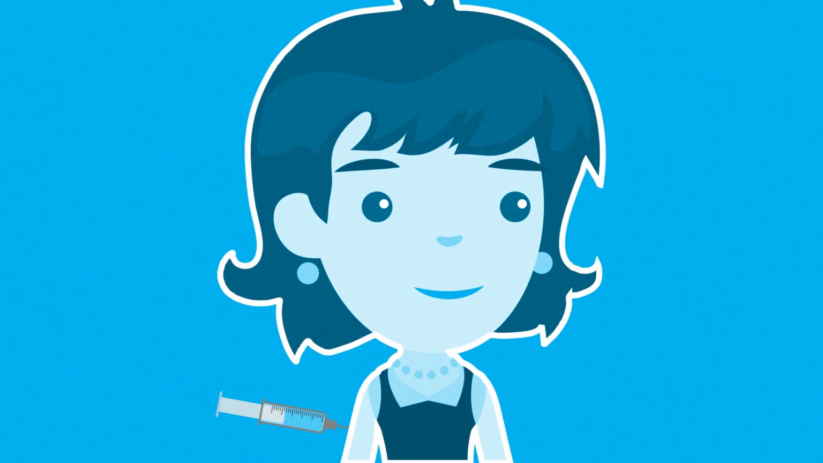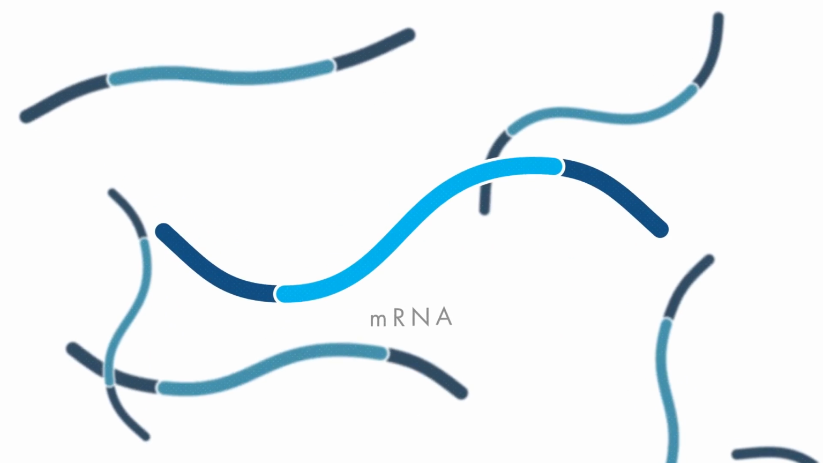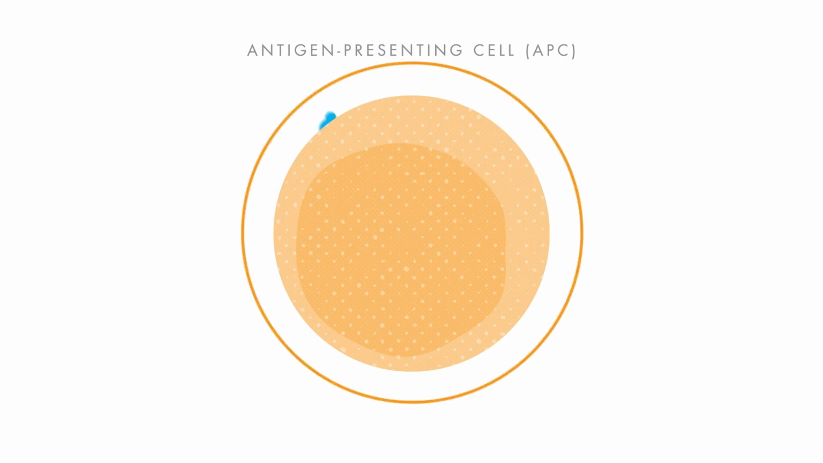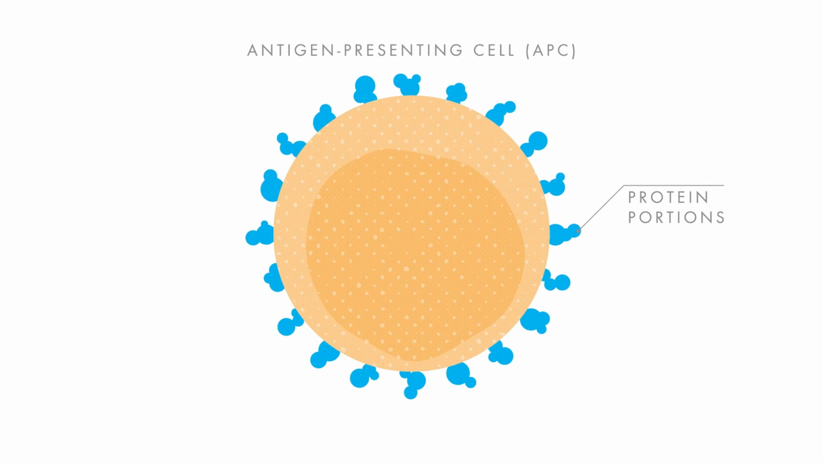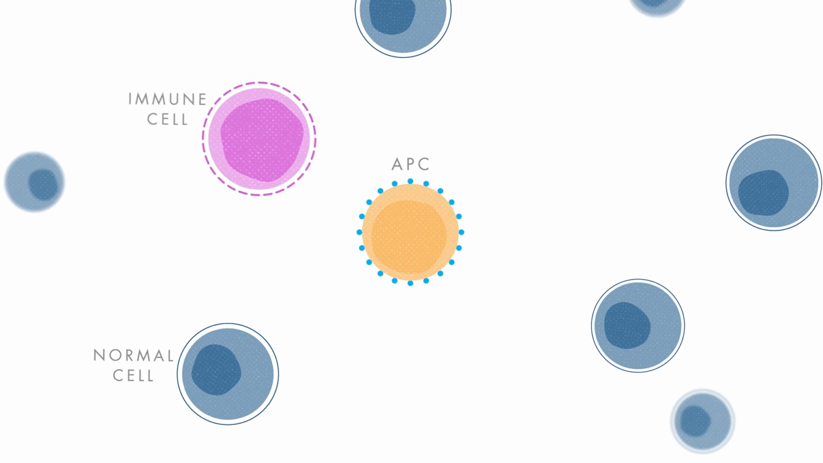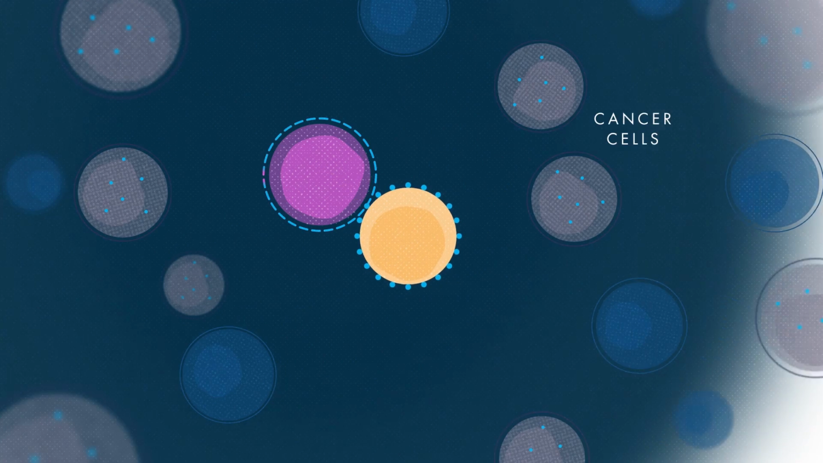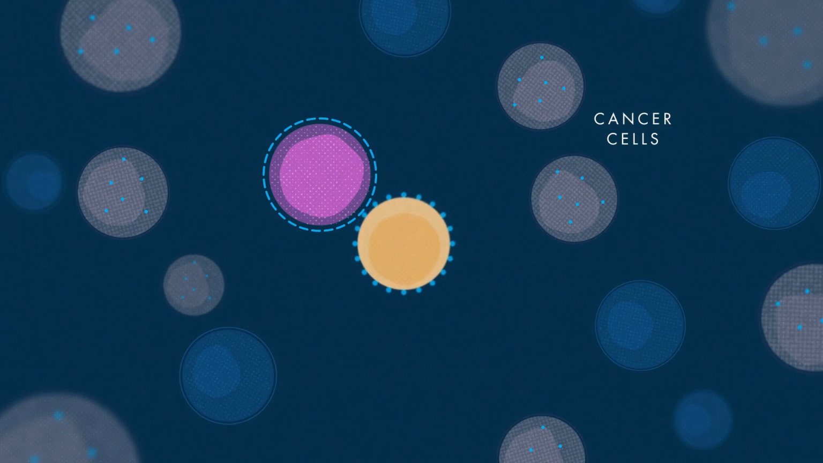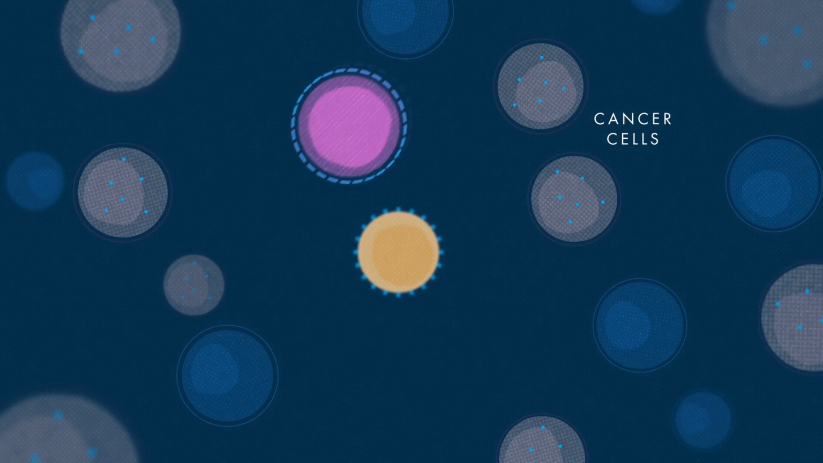Once the vaccine is injected into the patient, the instructions carried on the mRNA tell cells in the body to express portions of proteins on their surface that look like the mutations. These protein fragments should train the patient's immune system to better recognize the mutations on cancer cells as foreign invaders, and then attack and destroy those cells.